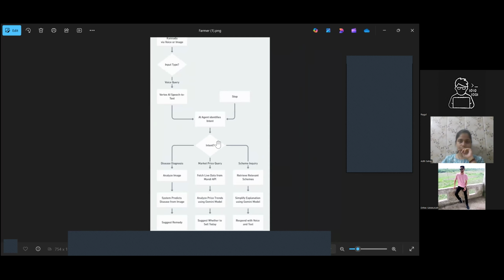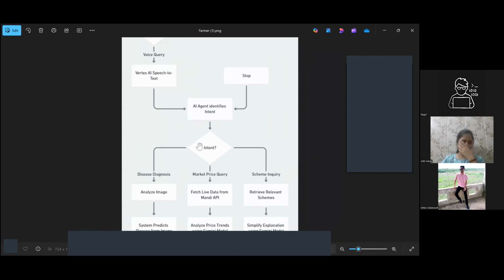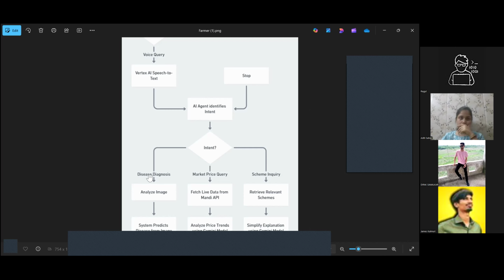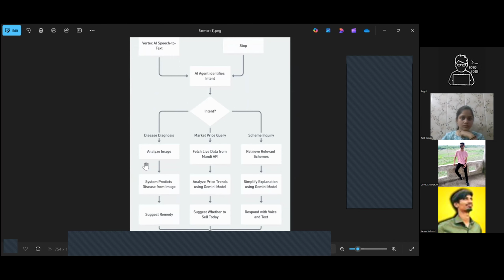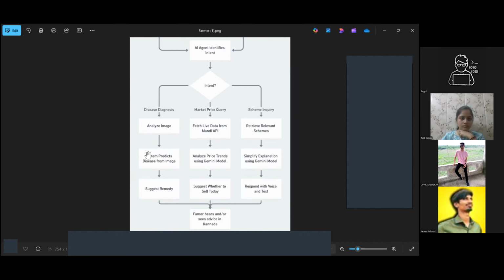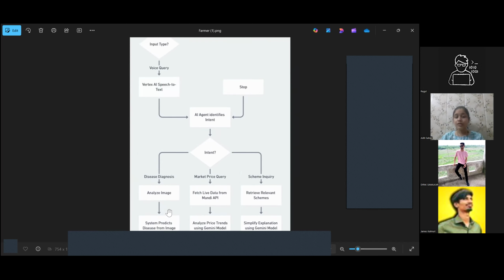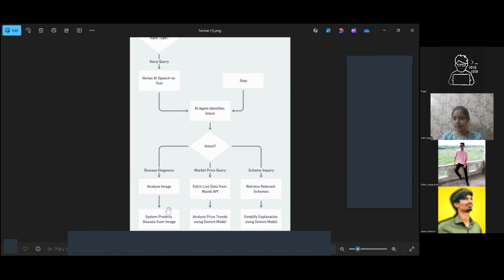Then the AI agent identifies the intent, what the user wants to do. If suppose the farmer gives an image, then the intent goes to the disease diagnosis part. This is a tool, and it will analyze the image. Then secondly, it predicts what the disease is. One thing is still missing: analyze image or video, because video was also one of the inputs, right?